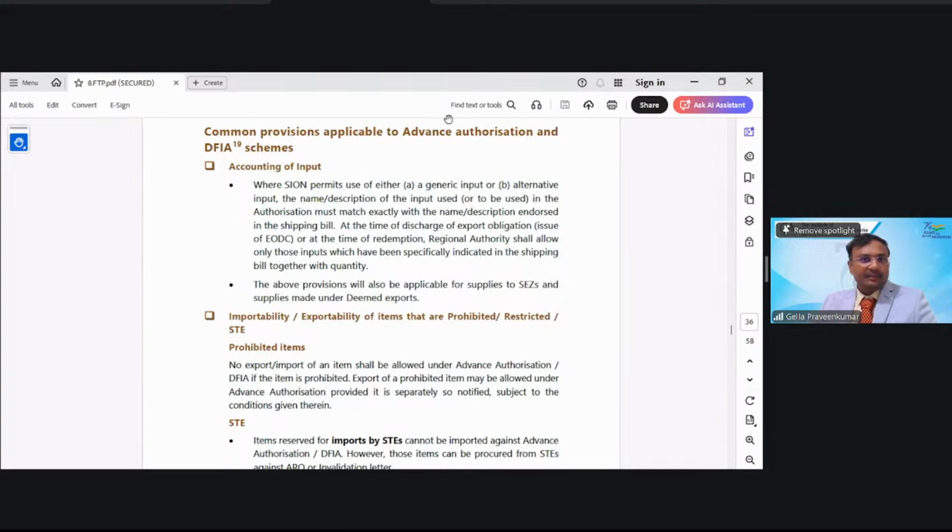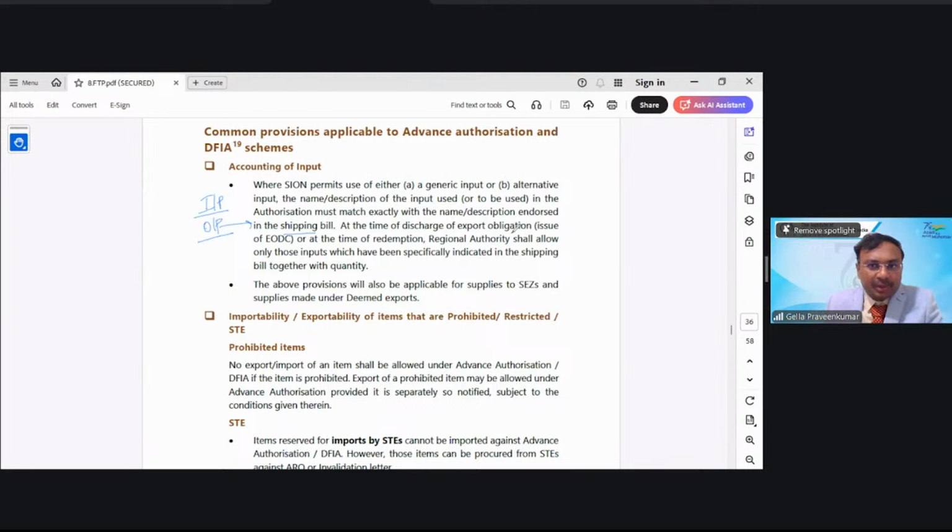DFIA, where standard input or output norm permits use of either generic or alternative name, description, etc. in the authorization must match exactly with the name description endorsed in the shipping bill. So they are saying that whatever inputs are there and whatever output are there, both should exist. And shipping bill, generally I have the finished goods. Those finished goods should be matching with the standard input output norm.